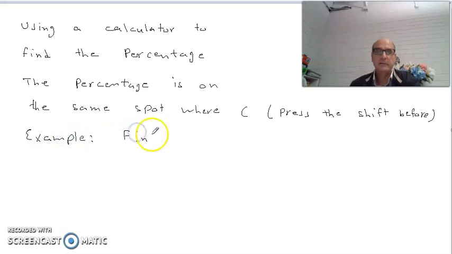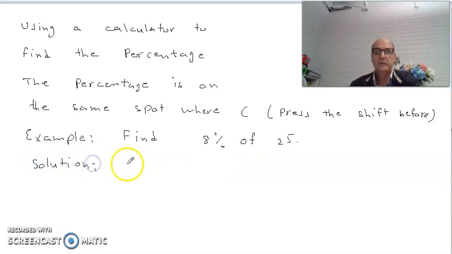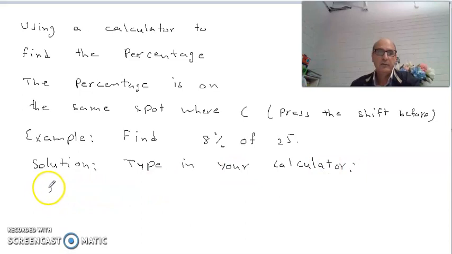So as an example, find 8% of 25. All right, how do you do that? You type in your calculator: 25, then type times, then type 8, then percentage.